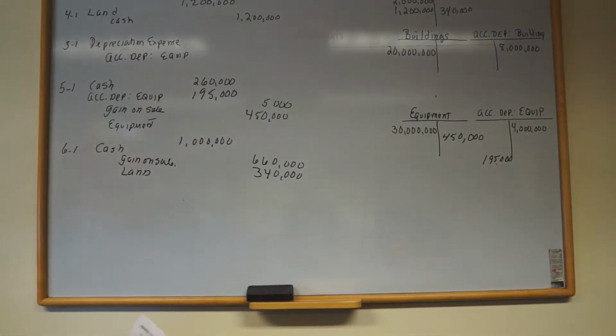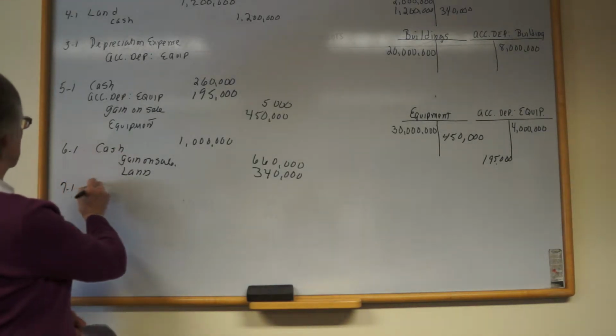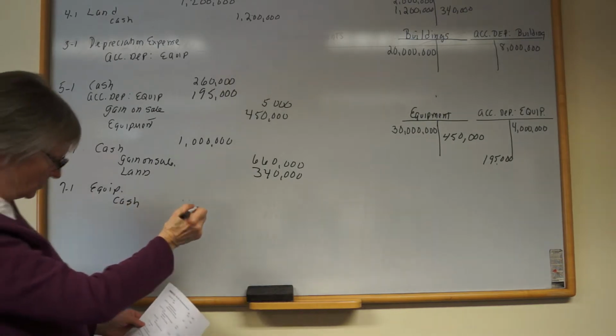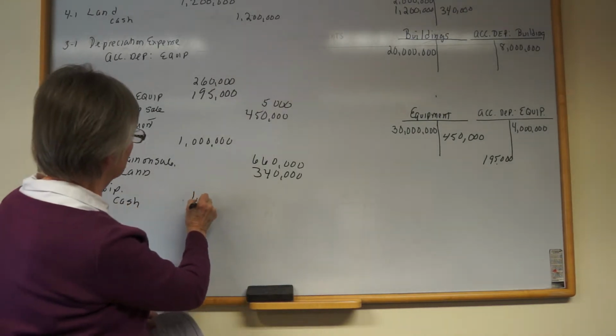Okay, then on 7-1, we buy some equipment. Oh, good. This is a nice, easy one. We buy some equipment, pay some cash, and the amount is $1.5 million.